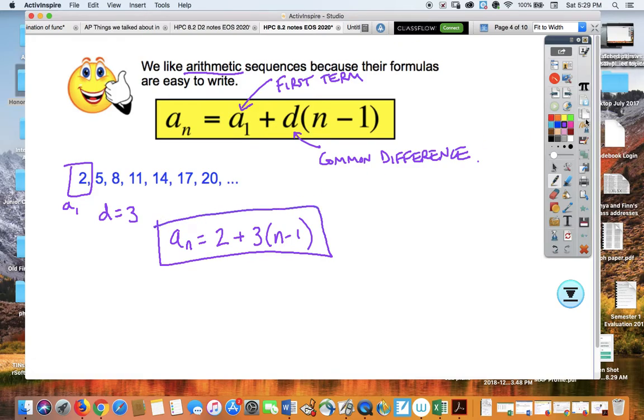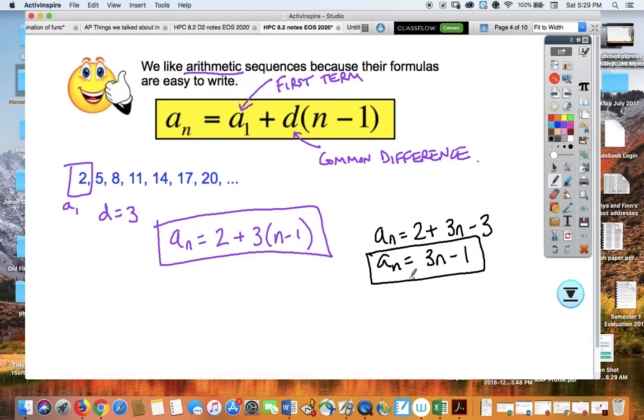Now, a lot of you are going to be tempted to distribute the 3 through. So here's what it would look like if you distribute the 3 through, and then you'll notice that you can combine some like terms. So you could say that this is 3n minus 1. That formula is also fine. And what you might notice is this kind of looks like mx plus b. It's linear. And that ties into the fact that you are adding the same thing each time.